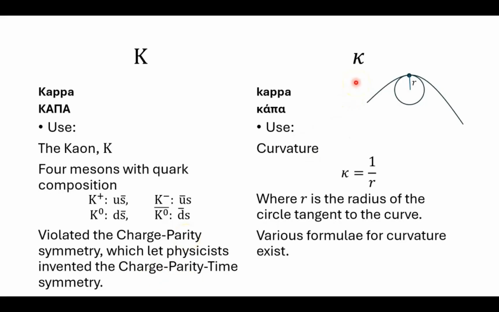And the lowercase kappa is used to represent curvature, and I guess that's where its name comes from, because it's a curved shape. It's defined as 1 over r, where r is the radius of the circle tangent to the curve. So if you want to calculate the curvature of a curve, for example at this point, what you intuitively do is draw a circle at this point whose edge is just touching the curve, then you measure the radius of this circle, take its reciprocal, and you get the curvature.